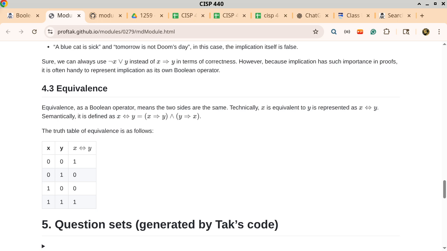Oh, not x or y. Yep. So this is equivalent. Not x or y is exactly the same thing as x implies y. They are equivalent expressions. Can you look at equivalence? So every time you see equivalence, you just look at it this way.